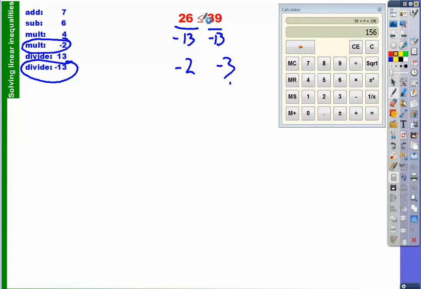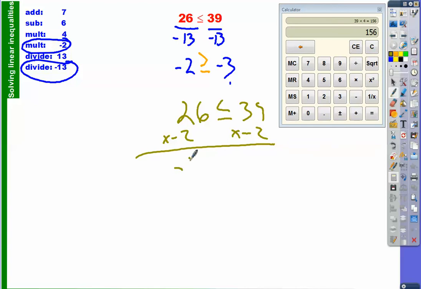So if I divided by a negative and I switch the sign, do I end up with a true statement? I do. Let's try the multiplication problem. Oh, that's not what I meant to do. Oh well, green's fine. So we have 26 is less than or equal to 39. Let's multiply by -2. And so you get negative 52 is less than or equal to negative 78. We said that was a false statement. Well, if you multiply by a negative and you switch the inequality sign, do you get a true statement? Let's see if that algorithm will work.